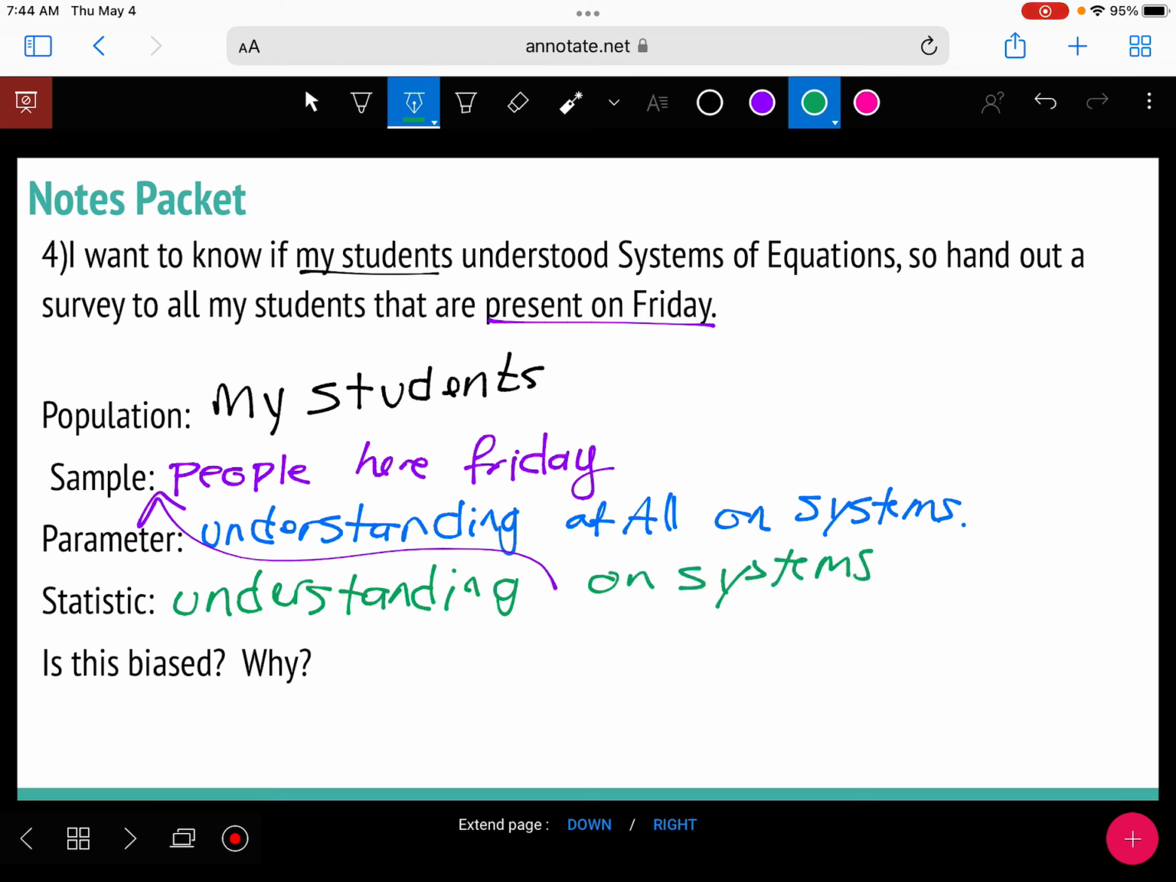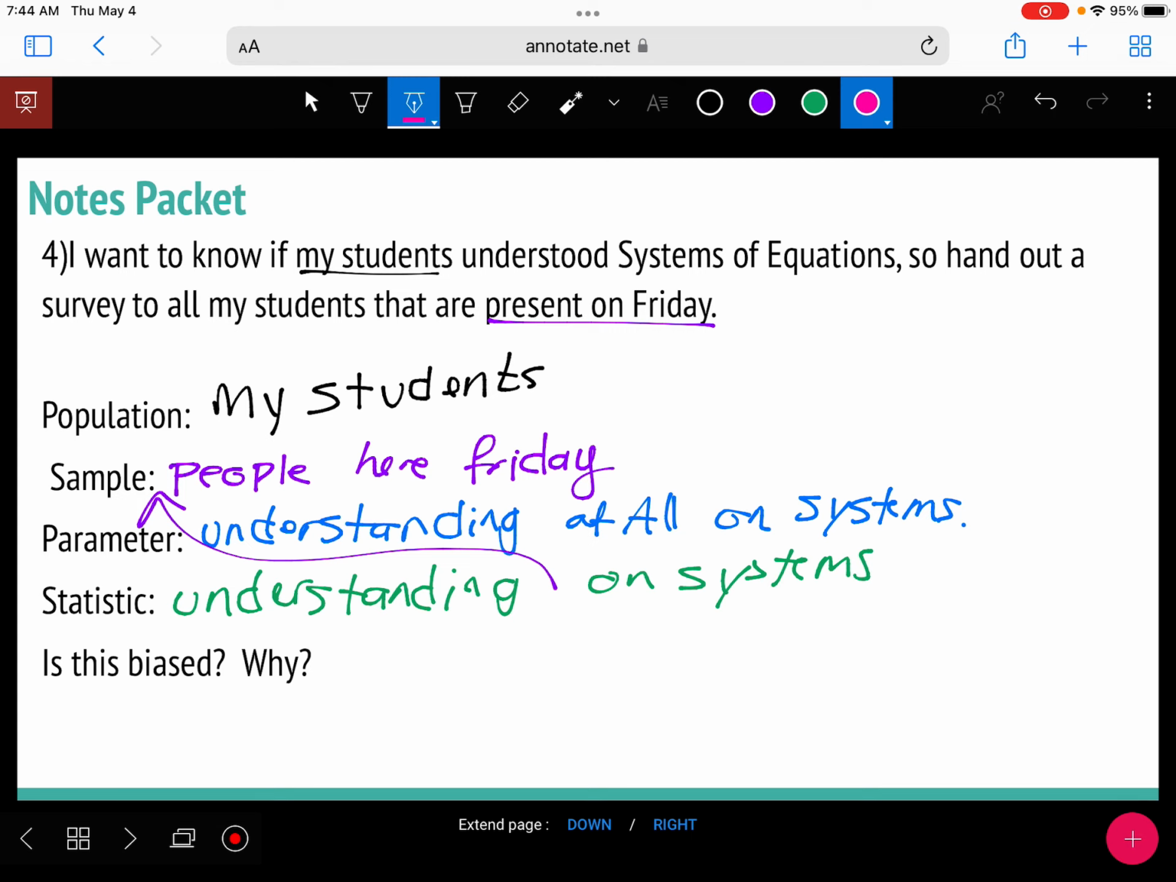Is this biased or not biased? Yes, it is. Why? So everybody's going to be there on Friday. Not everybody's going to be there on Friday. Other opinions? It could be biased. I mean, it could be not biased because it's the majority of the class. Yeah, a lot of people are here a lot of days. Friday, it's not like you said this is skip day.